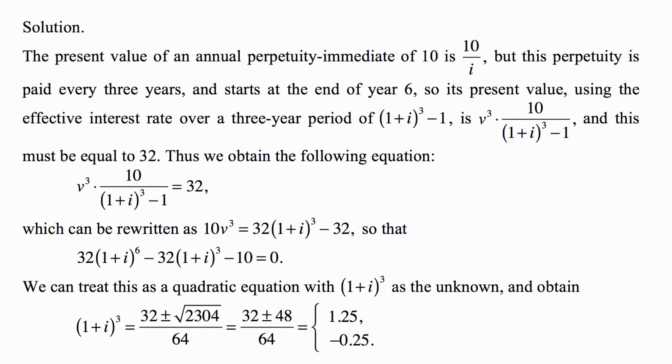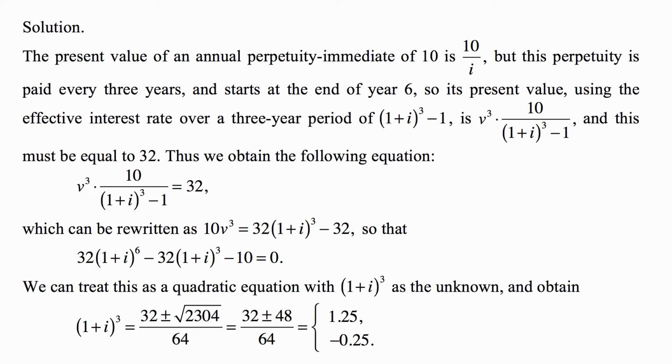Using an effective interest rate over a 3-year period, (1+i)^3 minus 1, that would be the effective rate over a 3-year period. If it was just a straight perpetuity immediate, its present value would be 10 over that effective rate over 3 years, which is (1+i)^3 minus 1. But because it's deferred by 3 years, we need to multiply it by v^3. So that's the present value of the perpetuity we're considering, and this must be equal to 32.